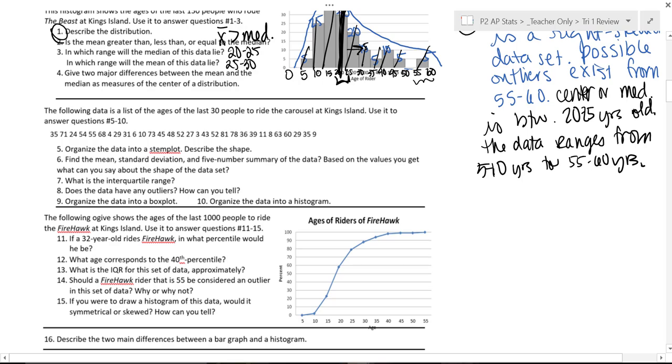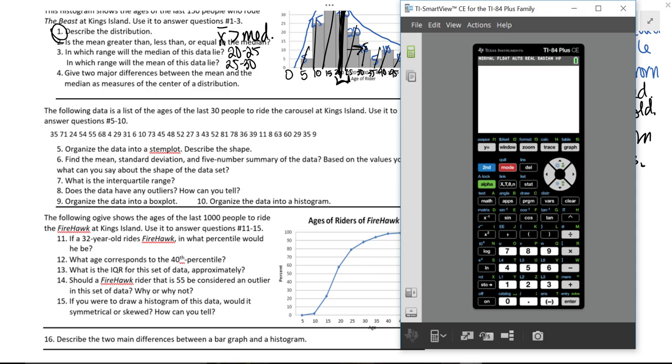For this next one, it asks us to organize the data in a stem plot and then also describe the shape. So for this one, I'm actually going to use my calculator. If I pull this up and go to stat edit, I already did it, but I'm inputting all those values into L1. Make sure you're pausing the video here if you have not already done so, because it behooves you to do these steps on your own.